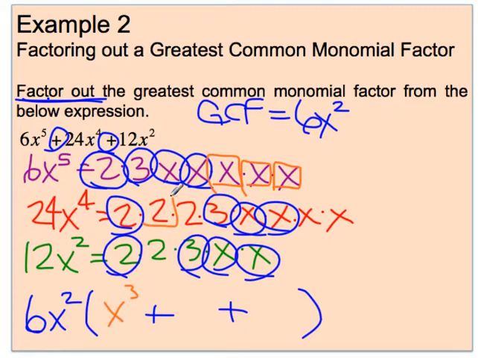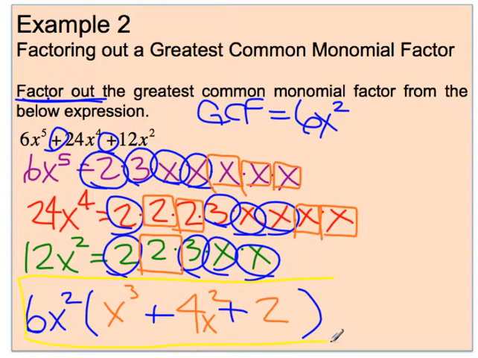In the second term, we have 2 times 2, which is 4, times x, so this is going to be 4x squared. And the remaining piece from the final term is just 2. So the answer in this case, factoring out the greatest common monomial factor, we take the 6x squared out, and so we have 6x squared times the polynomial x to the third plus 4x squared plus 2.